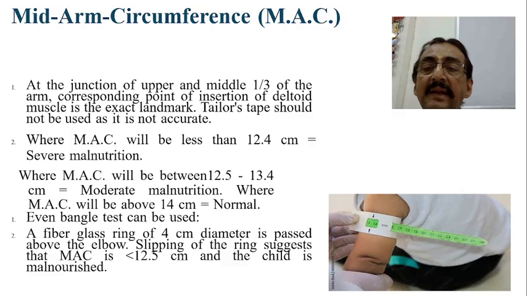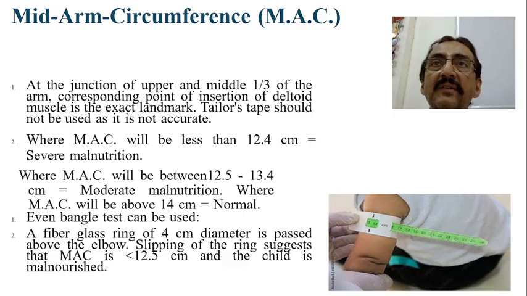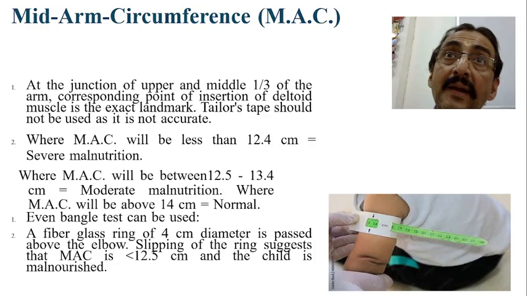So it suggests that the mid-arm circumference is definitely less than 12.5 centimeter, and this should be considered as severe malnutrition. Simple test at the community level.